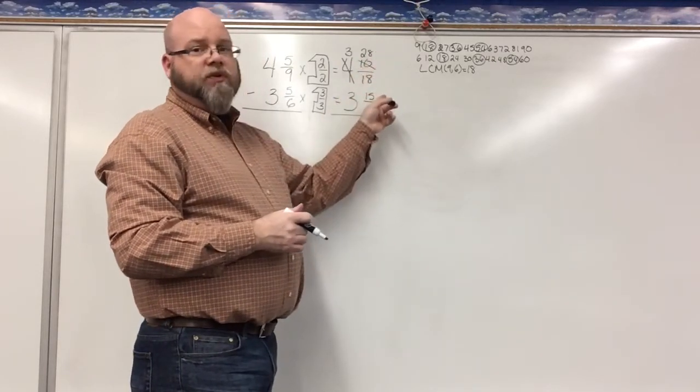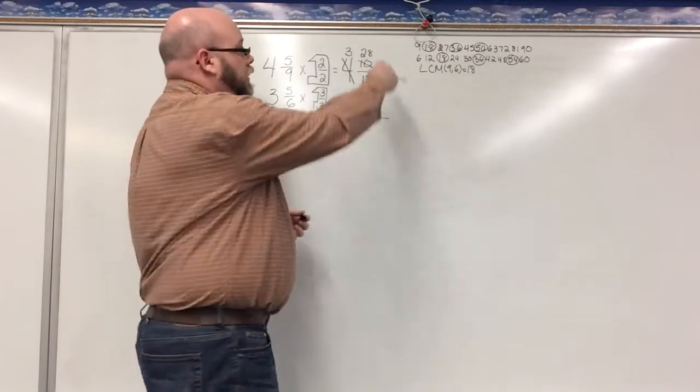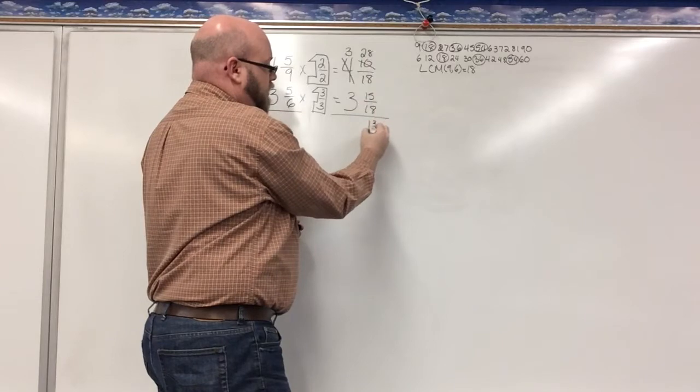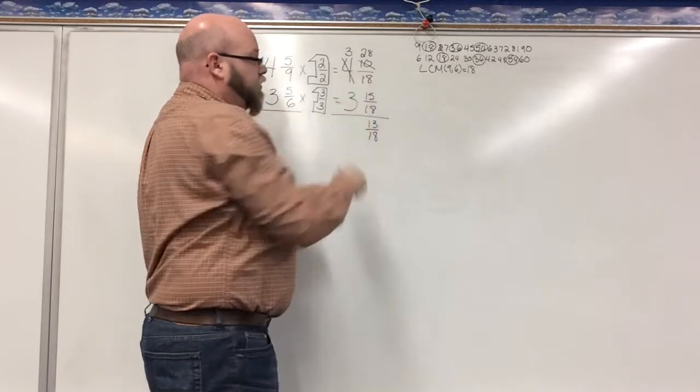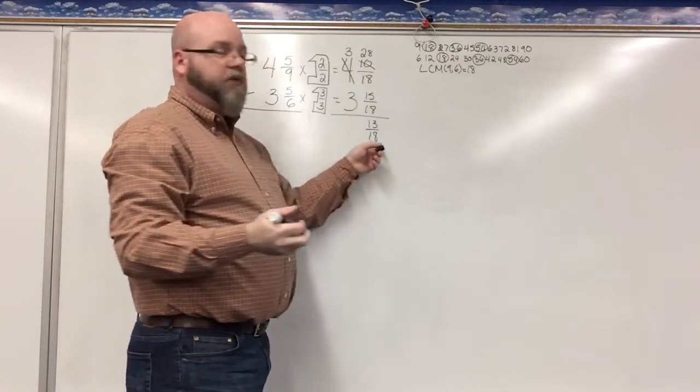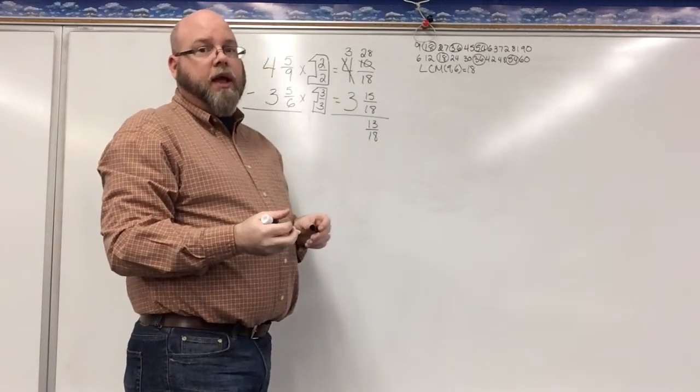28 is larger than 15, so I can subtract. 28 minus 15 is 13 eighteenths. And 3 minus 3 is 0. And I don't have to put a 0 as a whole number there. So my final answer is 13 eighteenths.